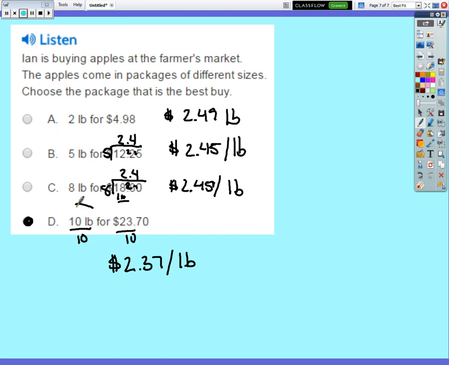But again, if you want to think about this, if I'm buying 10 pounds of apples, that's quite a few. I'm going to do something with them. If I don't need quite that much, then maybe one of these 3 is the best deal. But based on the way this problem is formatted, this would be the best deal.